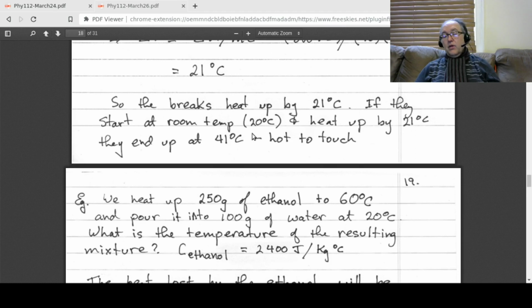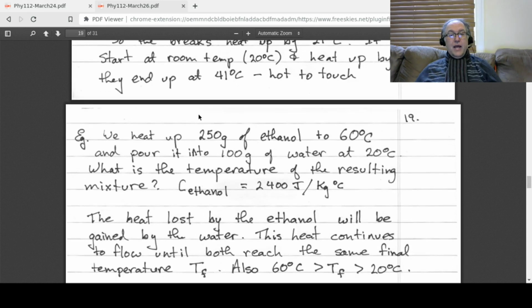I don't recommend you do this because brakes can get pretty hot. But if you were to go out there as soon as you stop and touch the brakes, you would certainly feel that they've heated up. Not so much that you would hurt yourself, but, well, you might. I don't know, it depends how fast you're going. But in this particular case, 41 degrees Celsius would definitely be a noticeable temperature increase. All right, so there's one use of the formula.